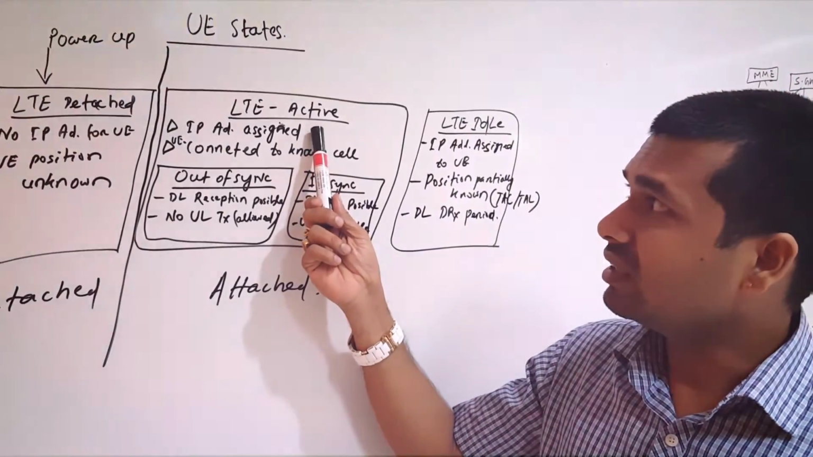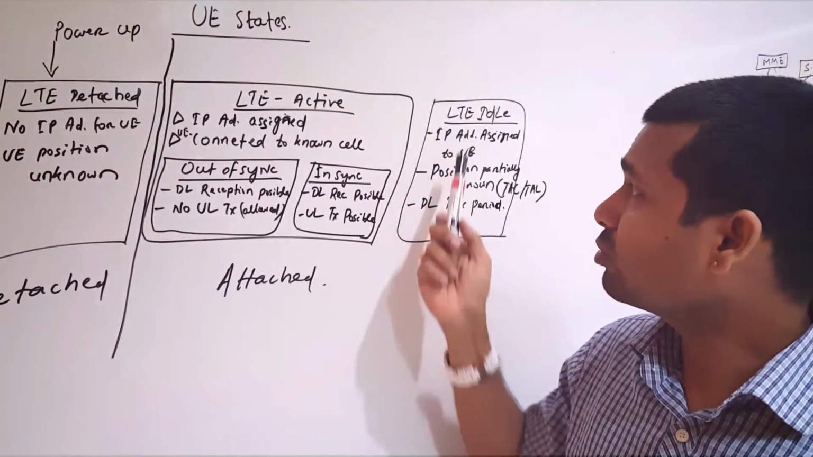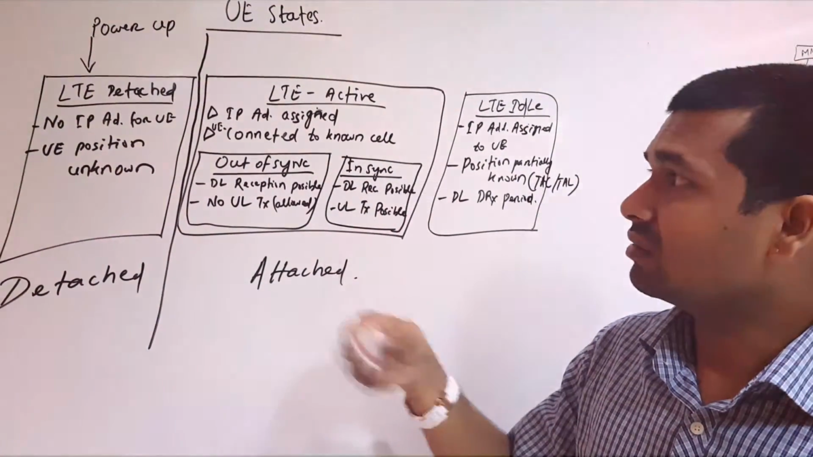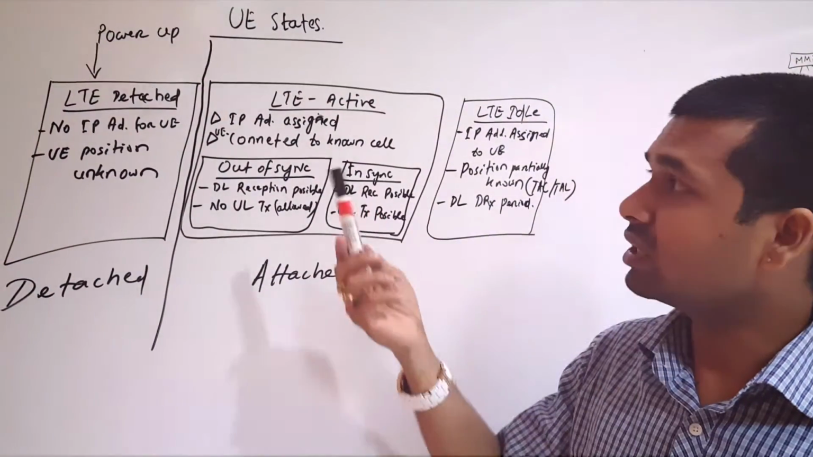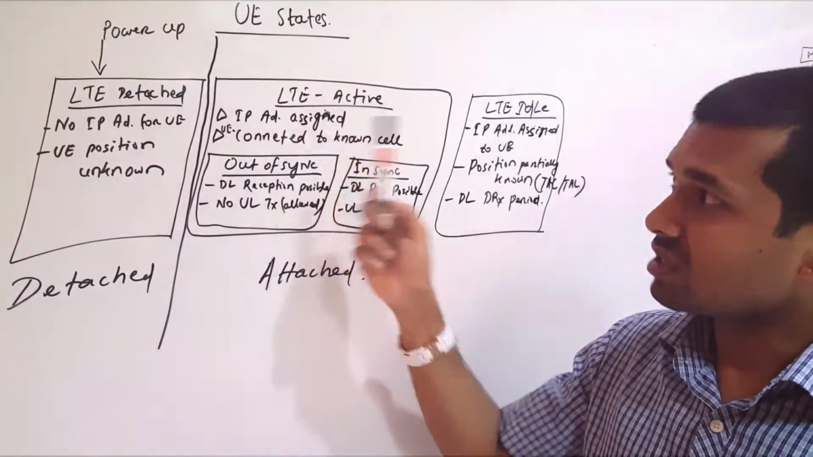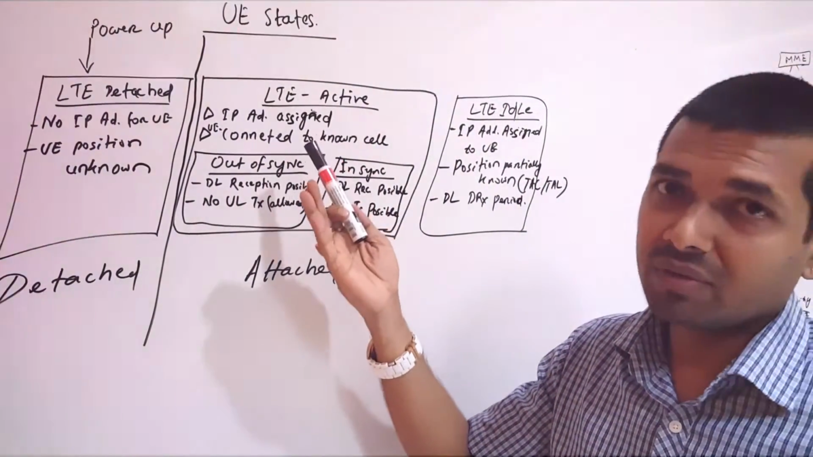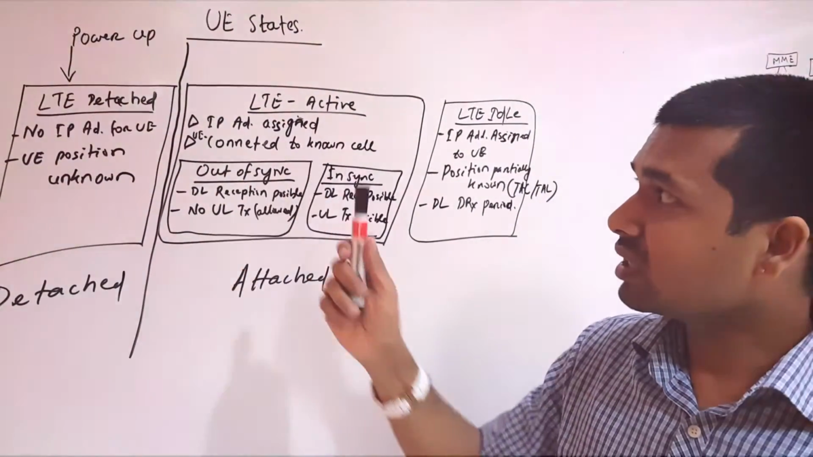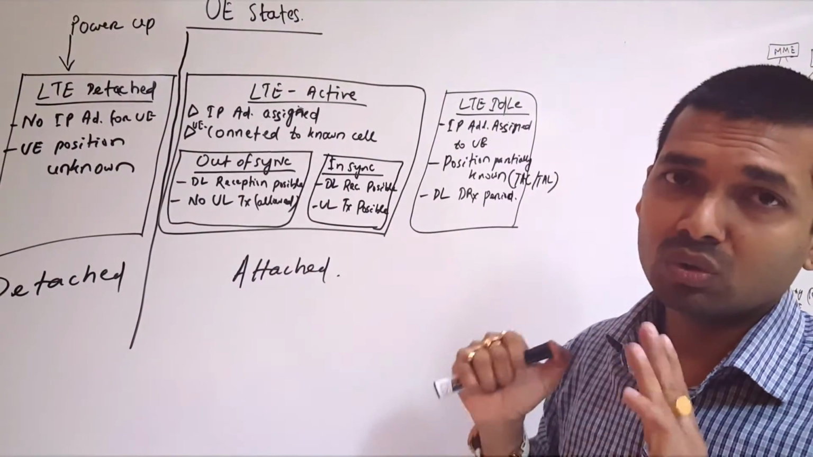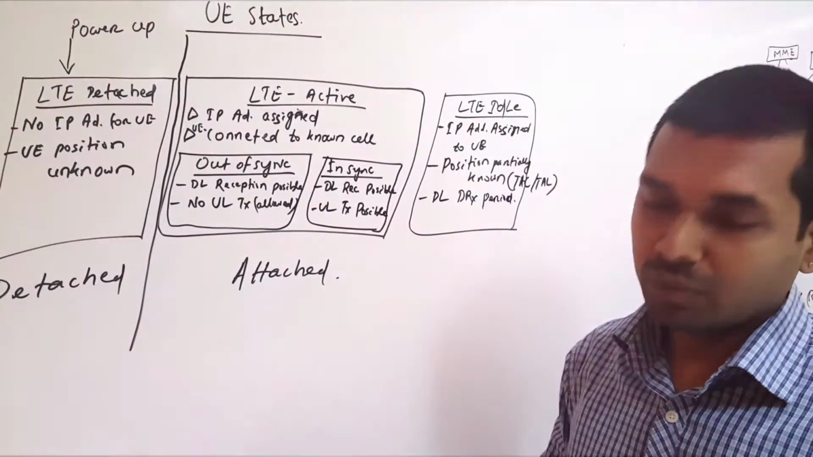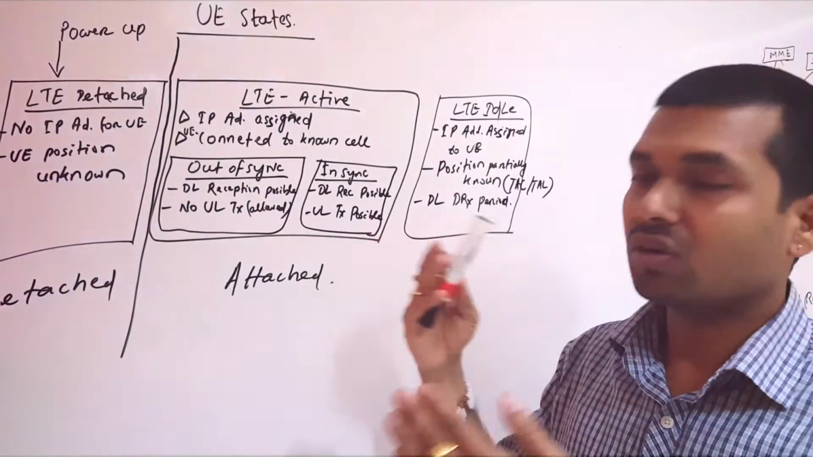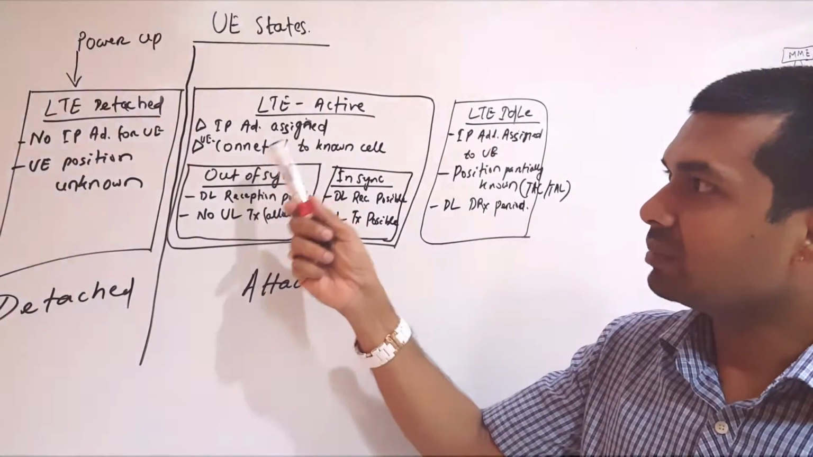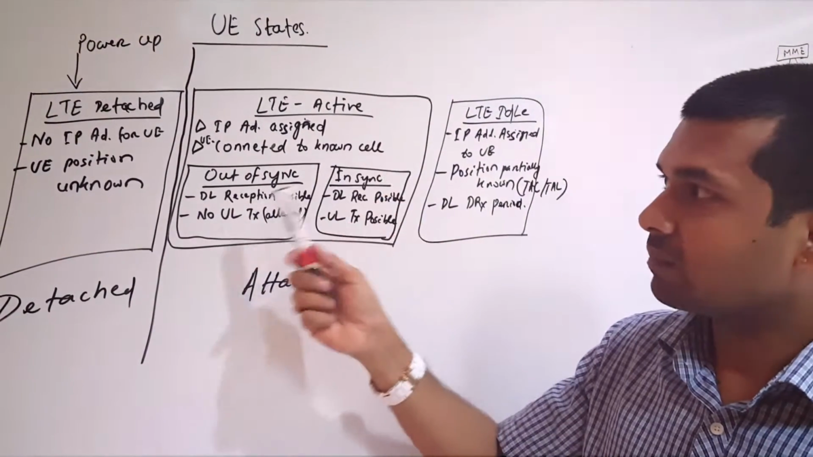Then when LTE is active, unlike LTE idle mode, when we are in a transaction mode or in a communication mode with the network, we have an IP address assigned. Definitely we should have an IP address before any communication with the network. The UE is connected to a known cell, we know the cell level presence of the UE because we are already connected, so the transmission and reception is happening. So we know the IP address and it is connected to a known cell.